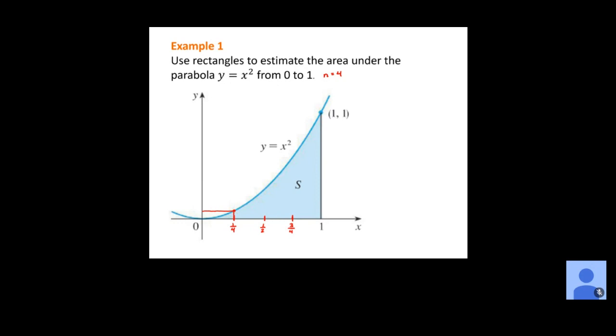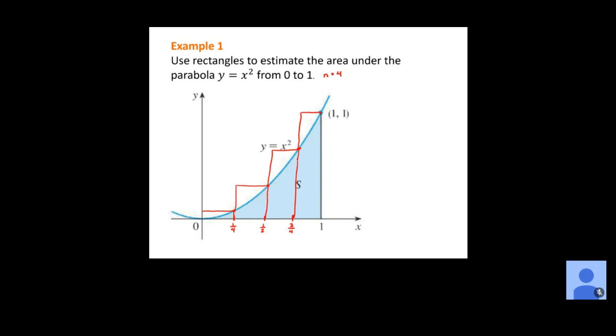at 1/4. And then I'm going to do the same thing at 1/2. I'm going to follow that up to my curve. I'm going to draw a rectangle like this. Do the same thing at 3/4. I'm going to draw a rectangle. And then finally, we have the one right here at 1. There's my last rectangle.